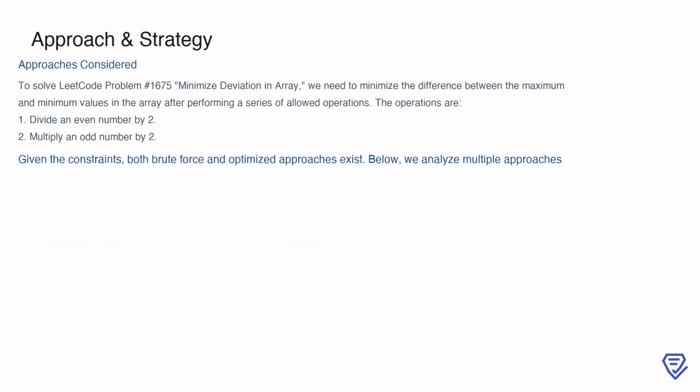To solve the problem of minimizing the deviation in an array, we aim to reduce the difference between the maximum and minimum values in the array. The operations allowed are dividing an even number by 2 or multiplying an odd number by 2. These operations help us dynamically adjust the range of the array.